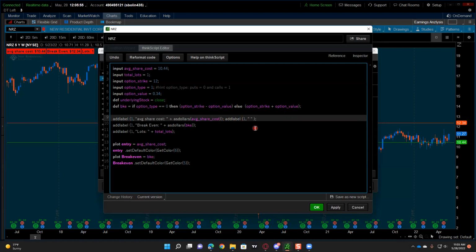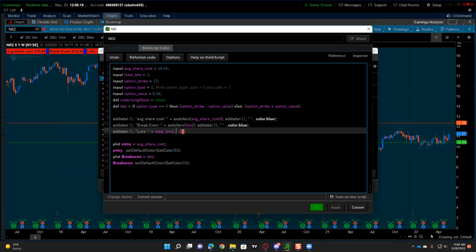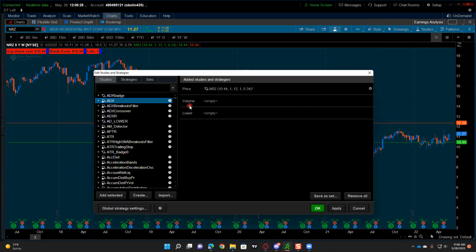And we're going to add a spacer. And that way we can divide these labels just a little bit. All right. So we've got average share cost and break even, and then how many lots we are trading.